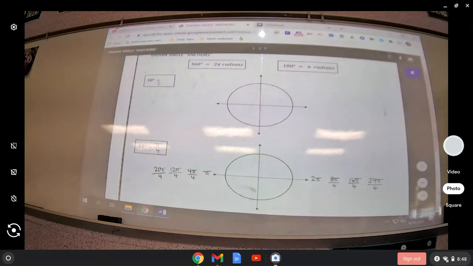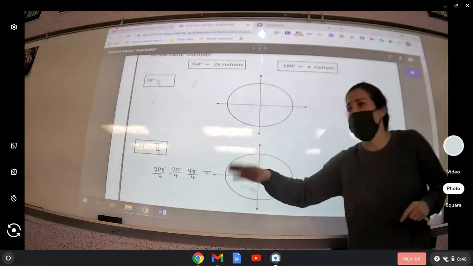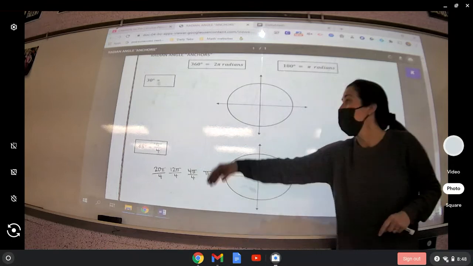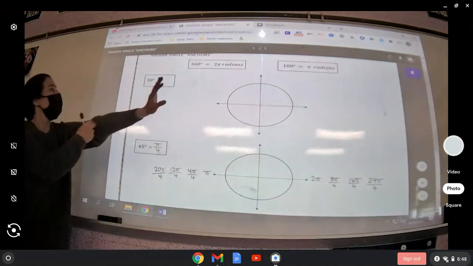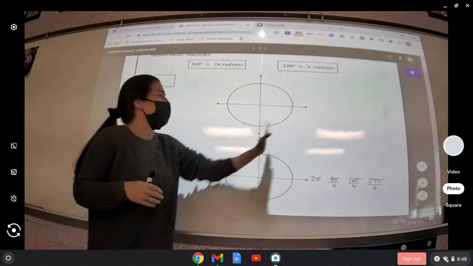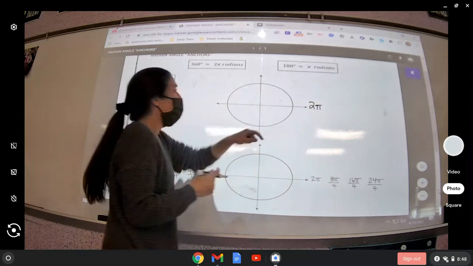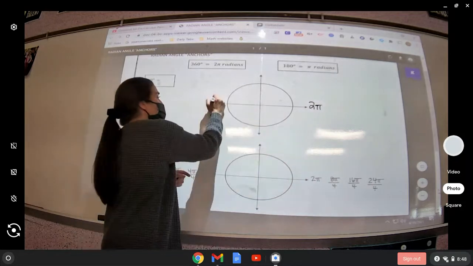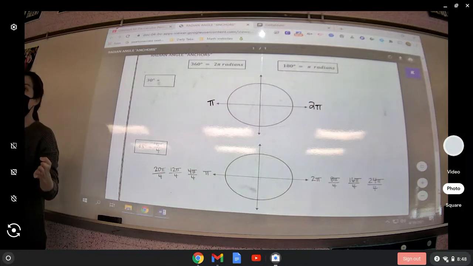All right, so to save time, I filled in your anchors for the 45, the pi over 4, and the pi over 3, the 60. I'm going to do the 30 with you, all right? So this is what I think of it as. We know all the way around the circle is 2 pi radians. And we know halfway around the circle is pi radians, 180 degrees. We know that. Those are your anchors, okay?